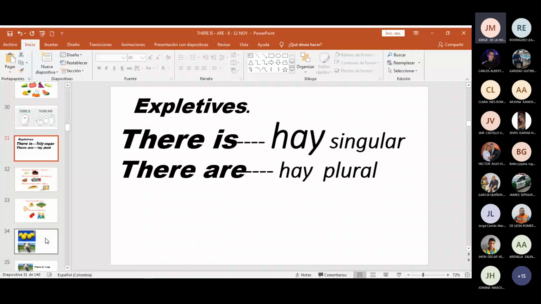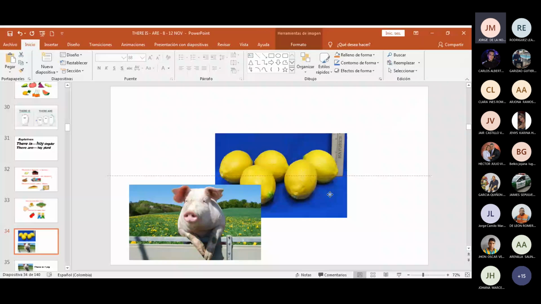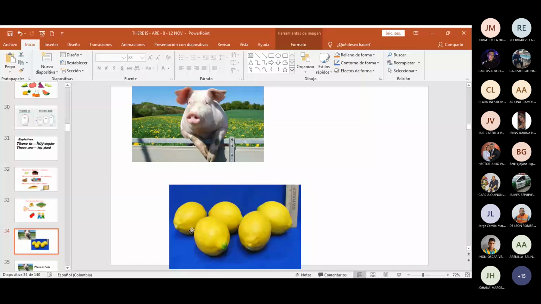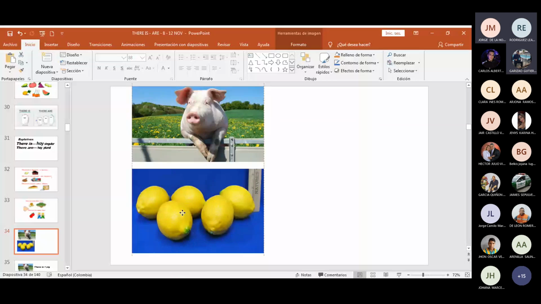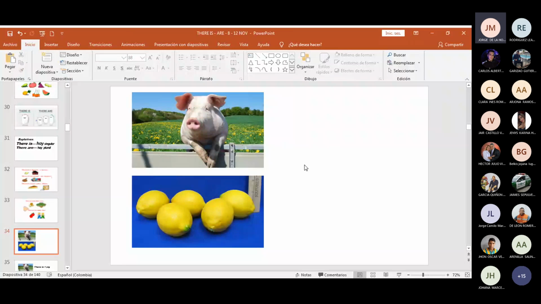Remember, students. Yeah? For example, look at the picture. In the picture, what do we have? We have picture number 1, picture number 2. Para picture number 1, ¿qué vamos a utilizar? There is or there are, student? There is. Picture number 1. Para la picture number 1, ¿qué utilizamos? There is or there are? There is. Yeah, okay.